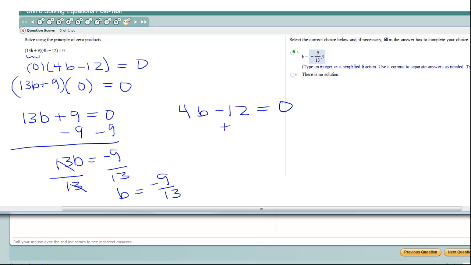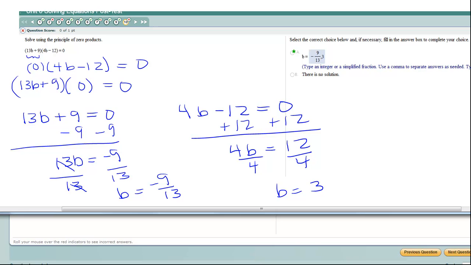And then here, I solve for b also. So then I get 4b equals 12. And then I divide both sides by 4. And then I get b equals 3. So those are my two answers. So looks good.